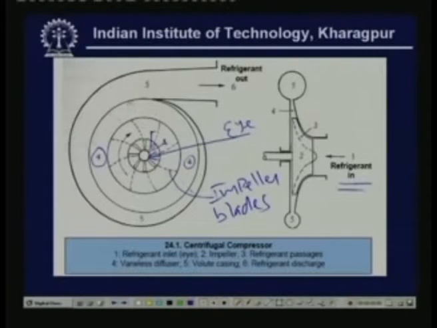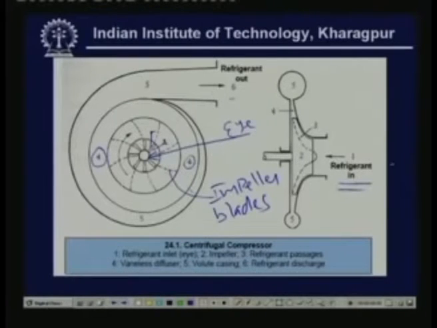And from the diffuser it enters into a volute casing. You can see that the volute casing has uniformly gradually increasing area. So as the refrigerant flows through the volute casing, its velocity reduces gradually and velocity is converted into static pressure. So finally the refrigerant comes out of the compressor at high pressure.